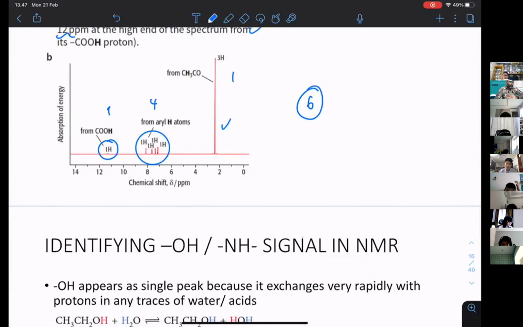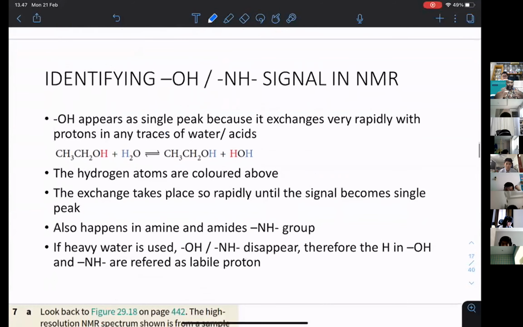Just to highlight why OH and NH don't split, similar to what I mentioned just now: OH always appears as a single peak because there is rapid exchange with protons in any traces of water or acid.